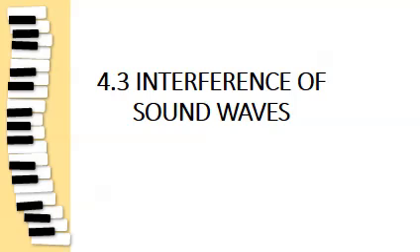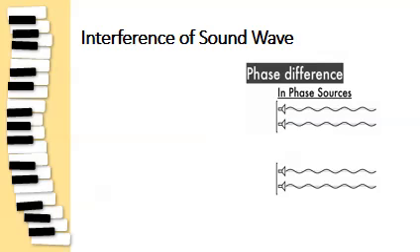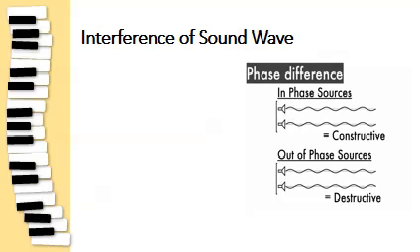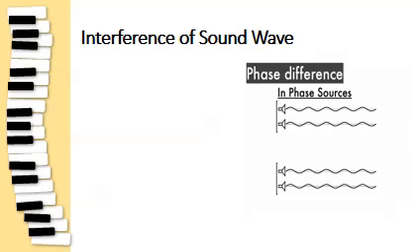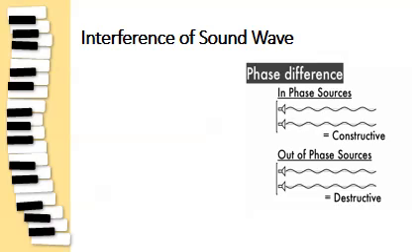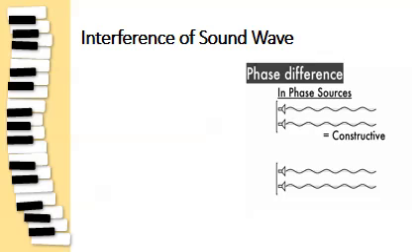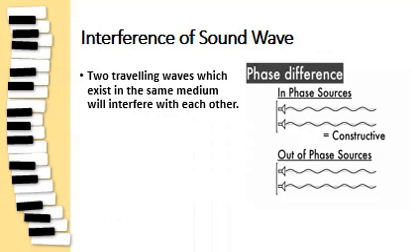4.3 Interference of sound wave. In the previous slide, we only discussed if we only have one single source. But what if we have two sources? What happens to the sound wave? These two sound waves will interfere with each other. So we call this interference of sound wave.